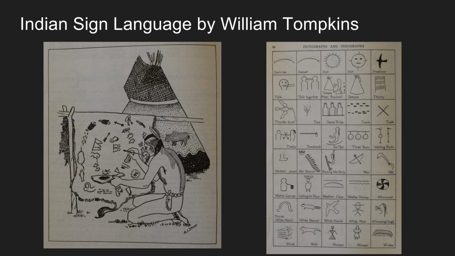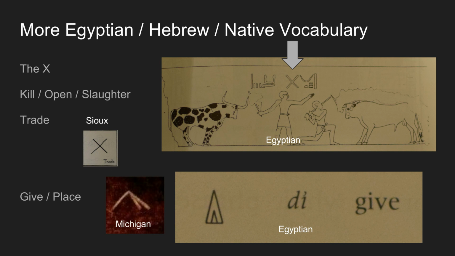Okay, now the book Indian Sign Language by William Tompkins, he gave us more symbols. The one I want to point out is the X, means trade. So let's look at the X a little bit more closely.